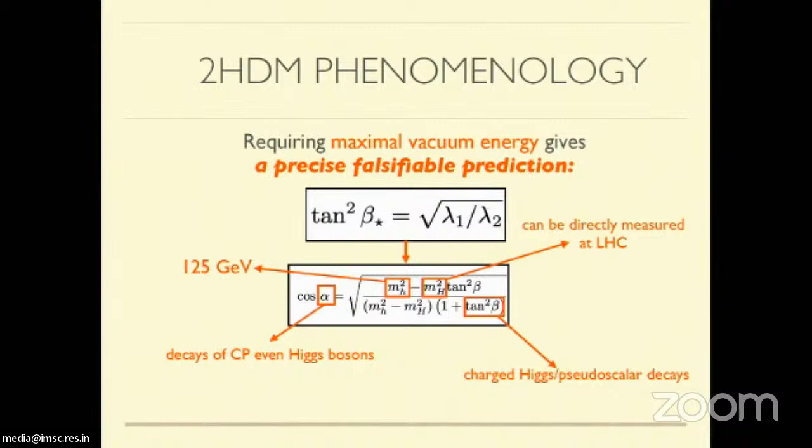which connects alpha, beta. All of these are observable things, as you know, people who are familiar with 2HDM phenomenology. Beta can be measured by charged Higgs and pseudoscalar decays. Alpha is related to the CP even Higgs couplings and so on. So all these things can be measured.